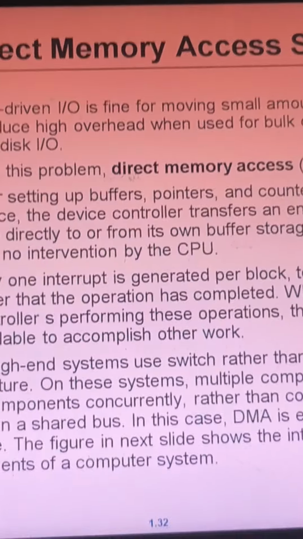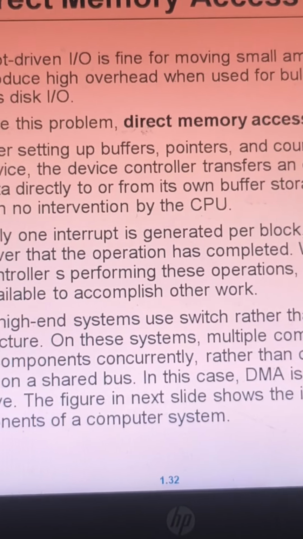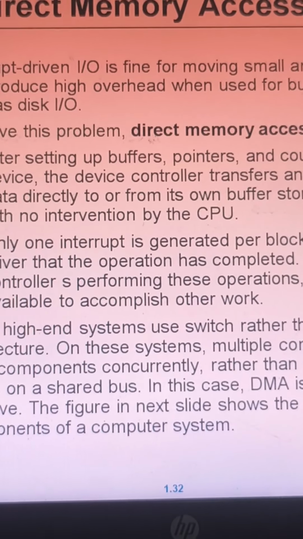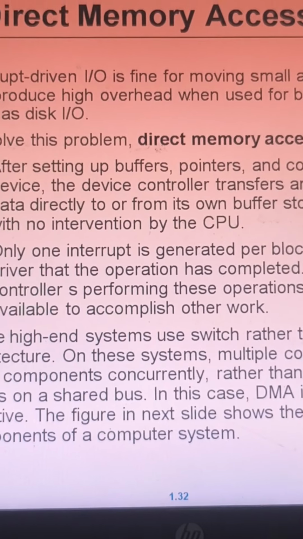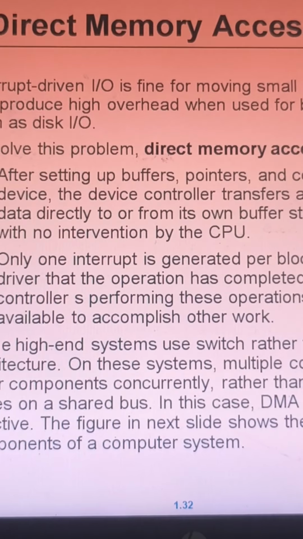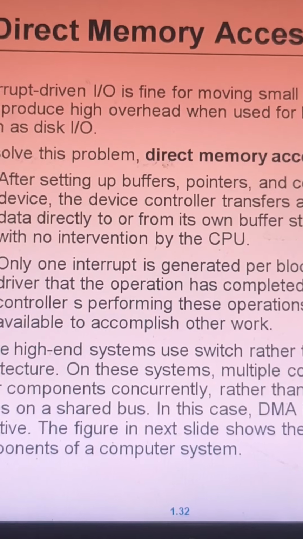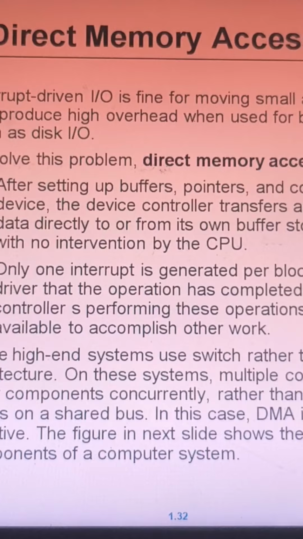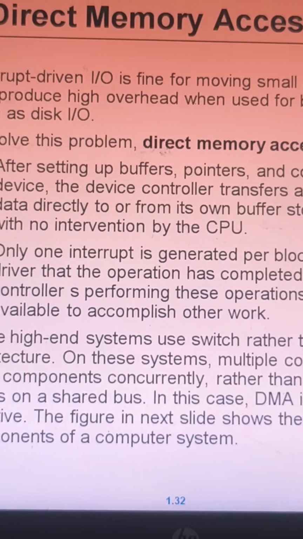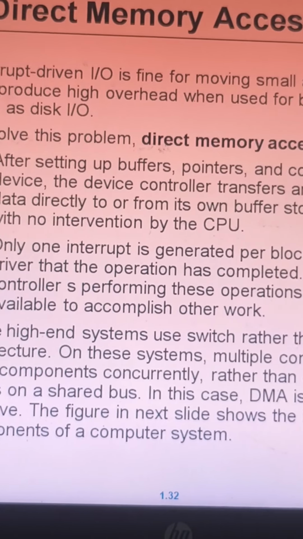Direct memory access structure. Interrupt driven IO is fine for moving small amounts of data but can produce high overhead when used for bulk data movement such as disk IO. So to solve this problem, direct memory access is used.